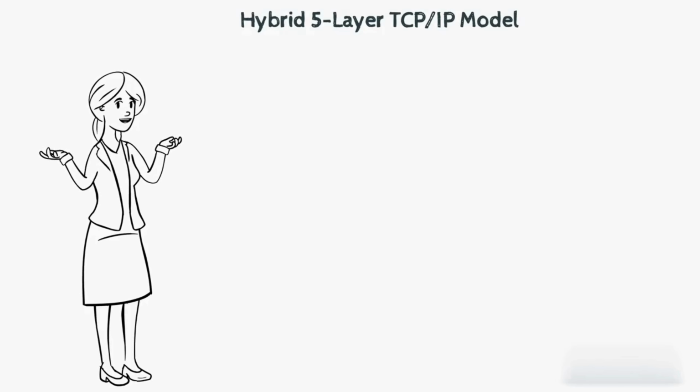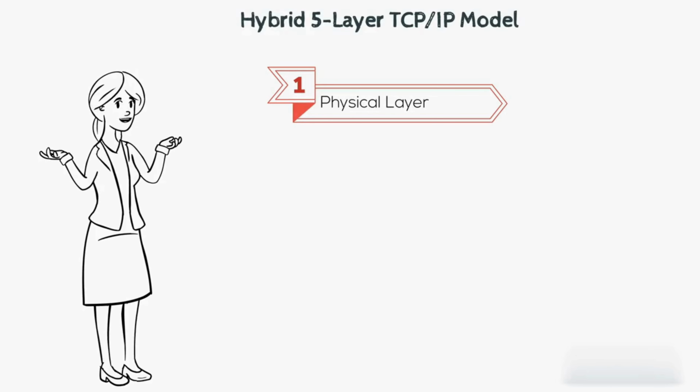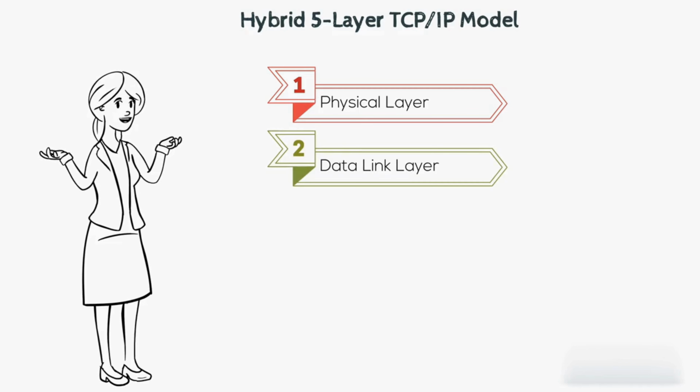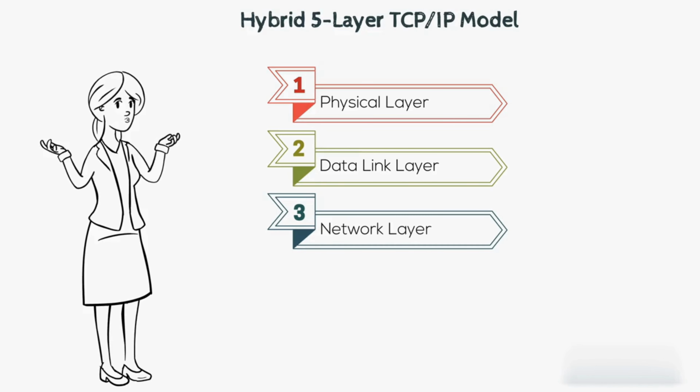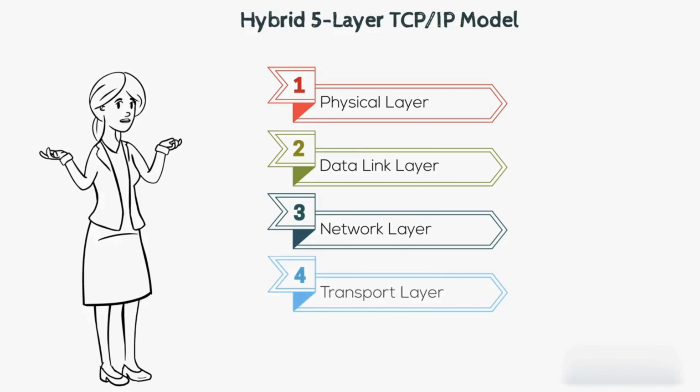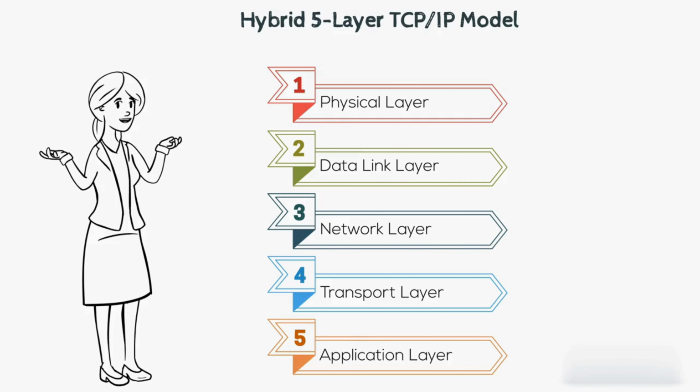Hybrid 5-layer TCP/IP model. A hybrid approach, sometimes referred to as a 5-layer TCP/IP model, includes physical layer, deals with the transmission medium, cables, wireless signals. Data link layer, controls data flow over the physical medium. Network layer, routes data packets between networks, IP addresses. Transport layer, provides end-to-end communication, TCP, UDP. Application layer, supports network applications, HTTP, FTP.